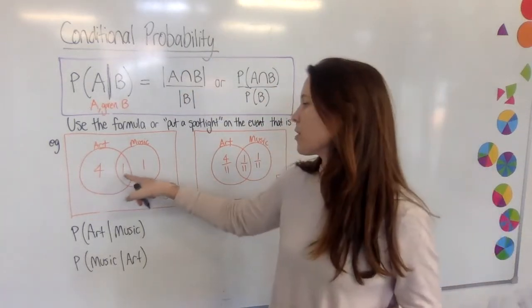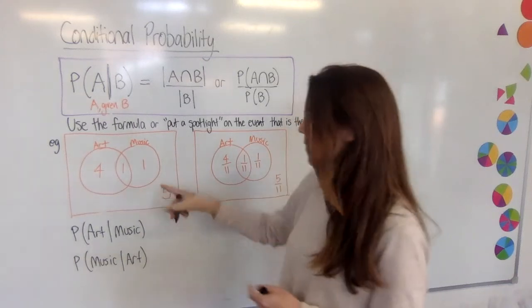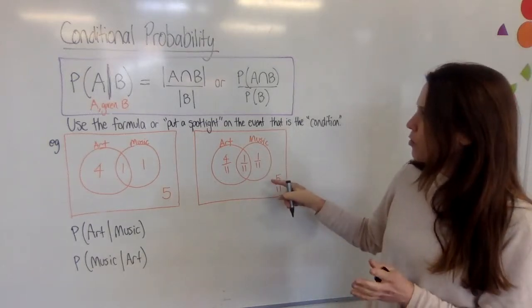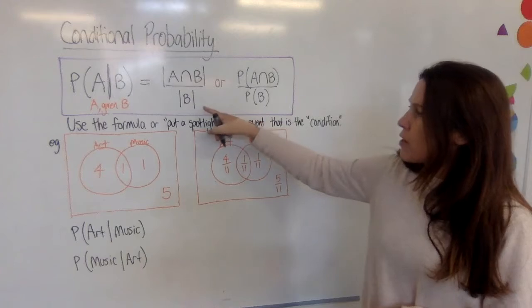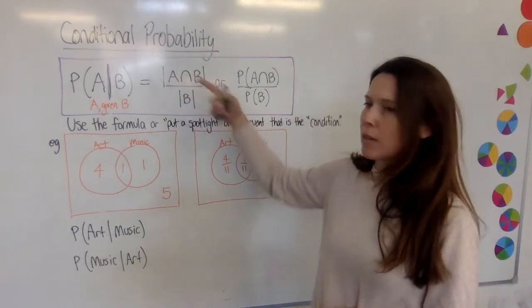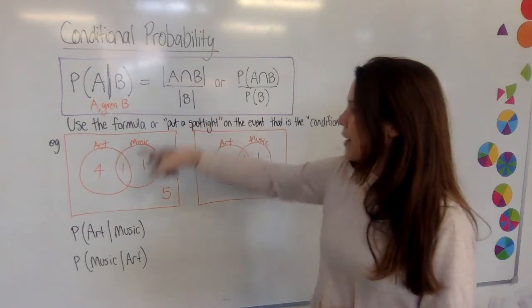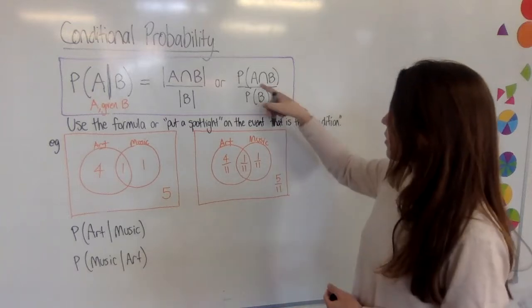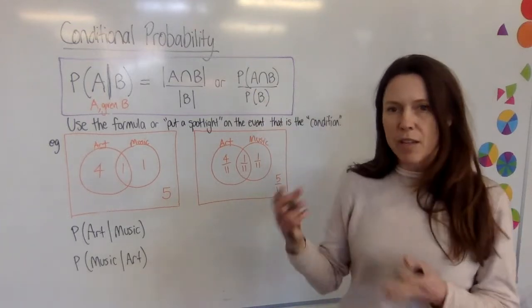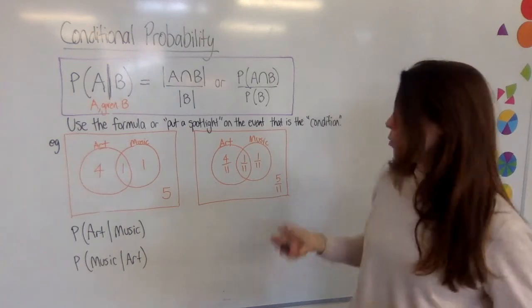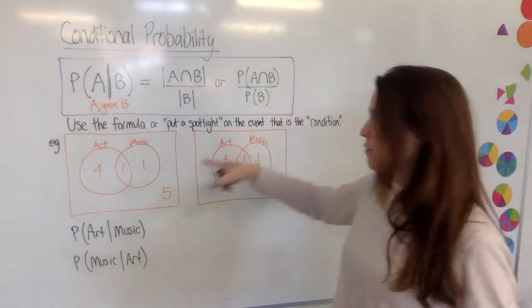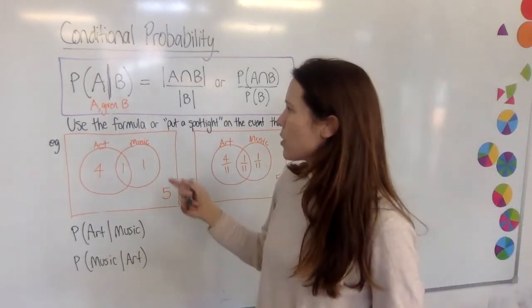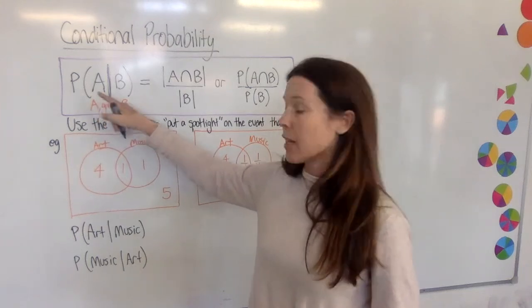We've already looked at how many students in our class do art or music, or both or neither. So let's use these numbers again. I've written up the same Venn diagram, but also using probabilities, because you'll notice there are two versions of the formula here. One uses the number of members in the intersection of A and B, over the number of items in B, and the other one uses probabilities over probabilities. Now you can do it either way. Which one should you choose? Well, if you know the probabilities, you'll use this version, and if you know the number of items, then you'll use this version.